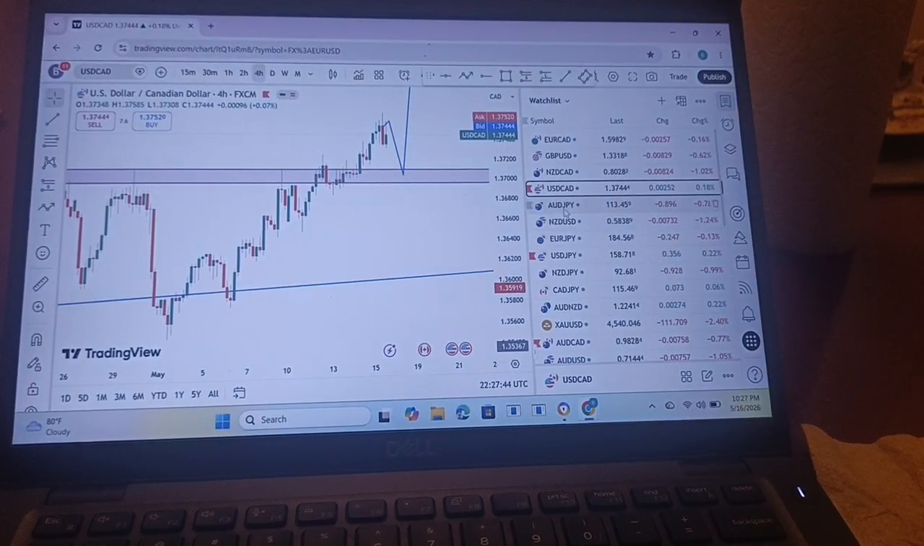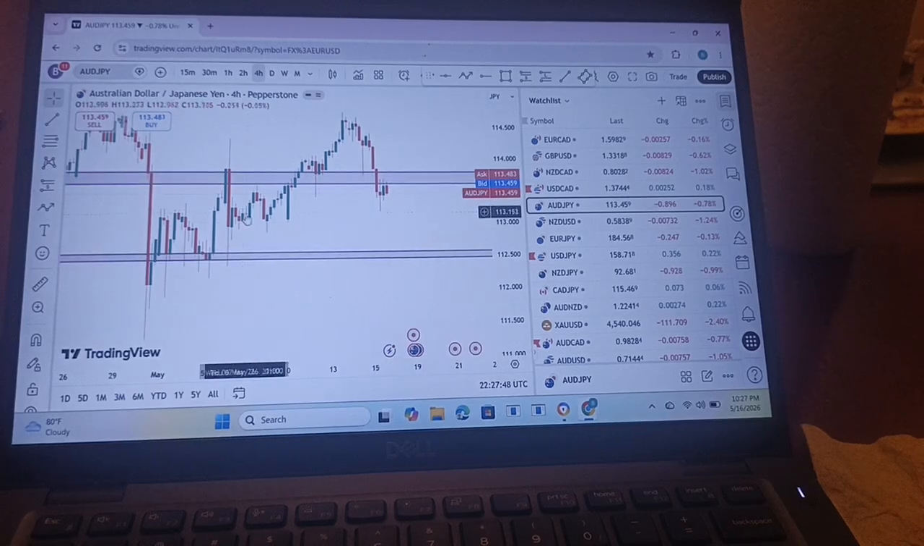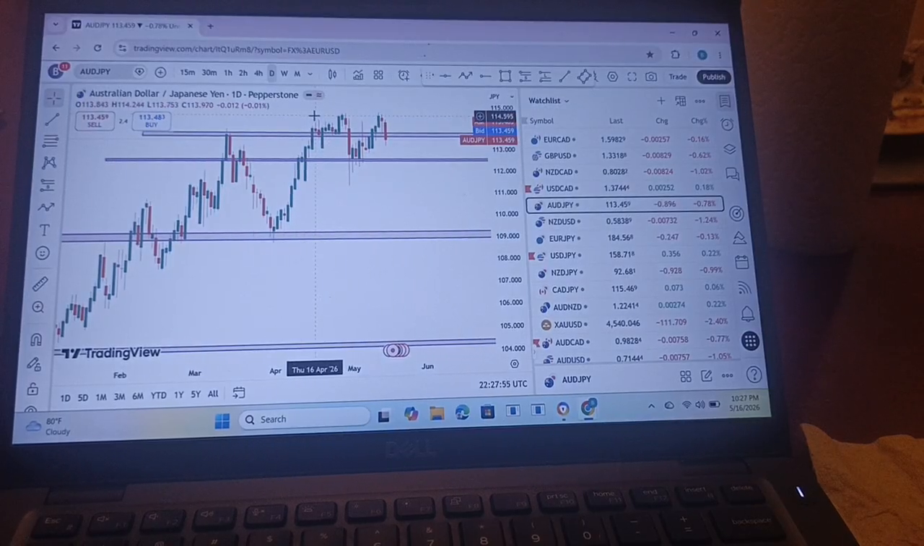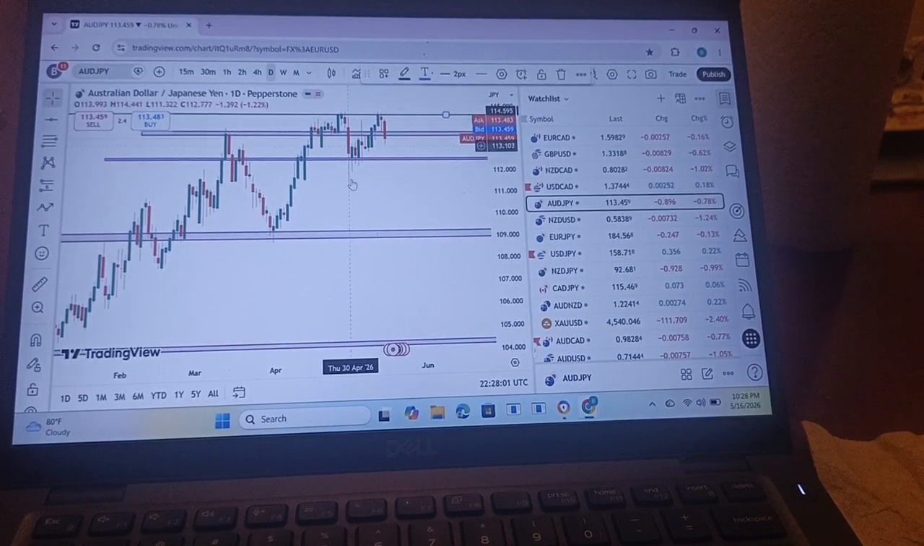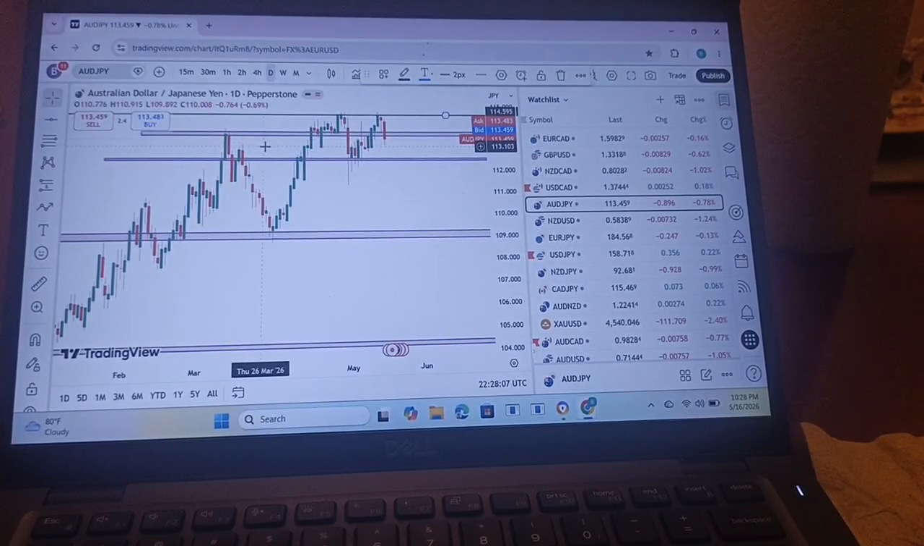So now we come to AUD JPY. AUD JPY is within an all-time high. Anytime we touch here, we sell. We touched here, we sold. Now we touched it back, so we sell. So there is a resistance area.